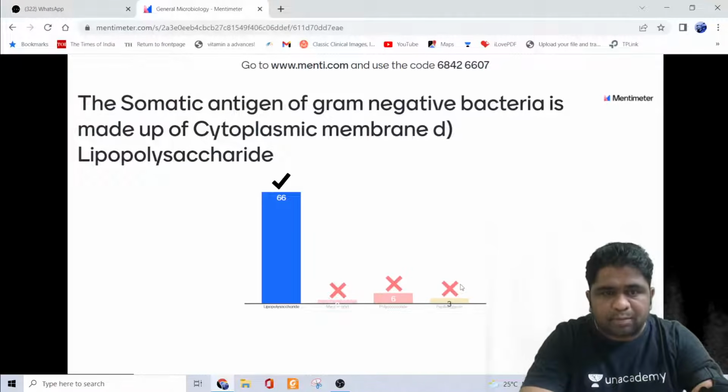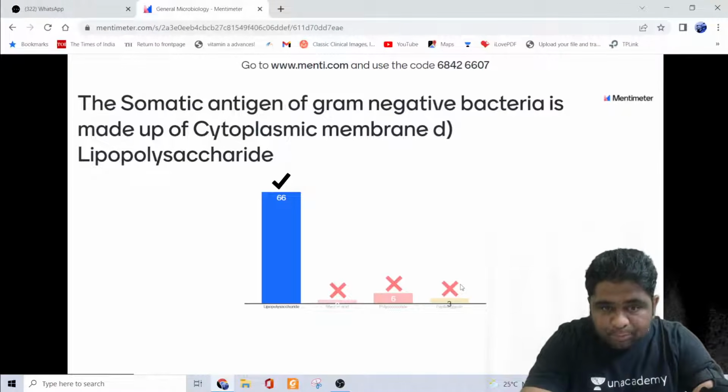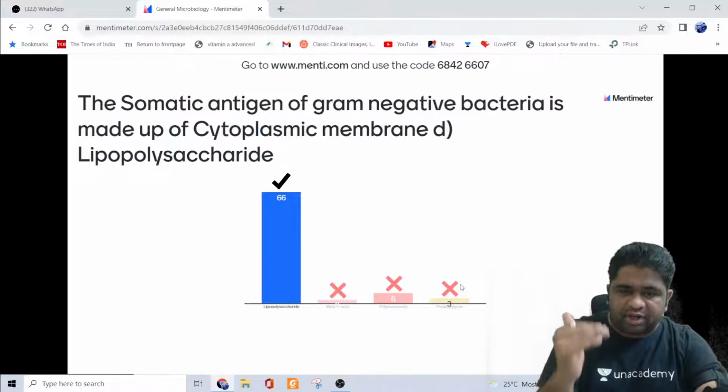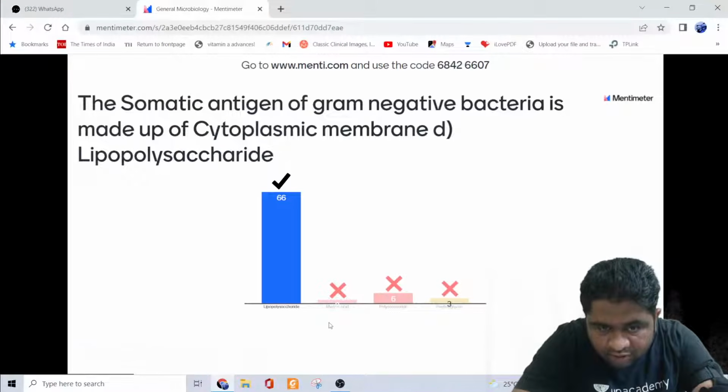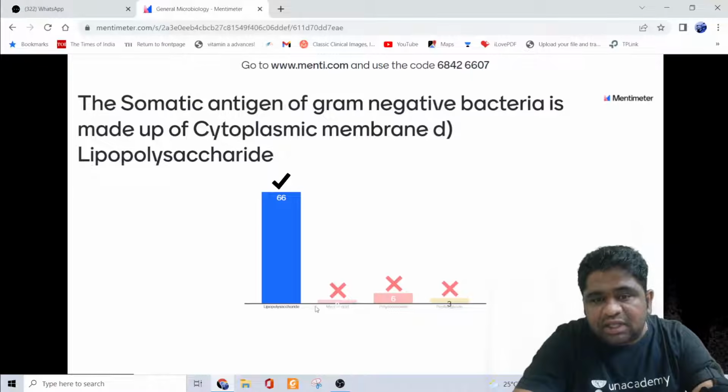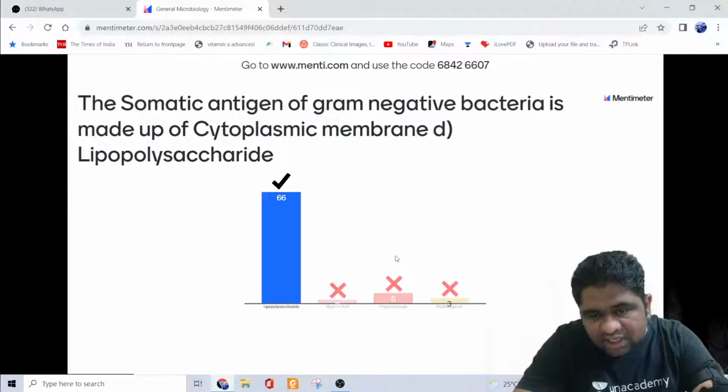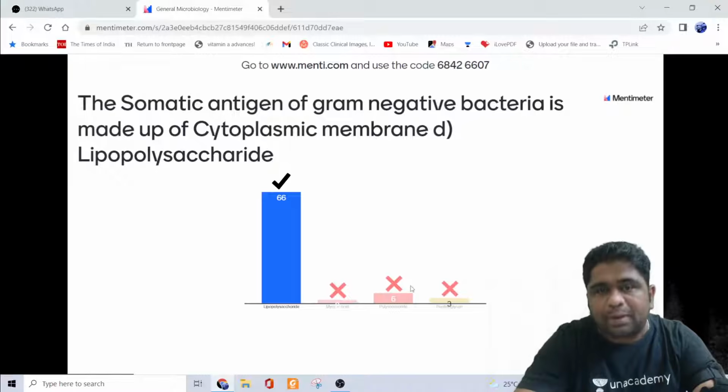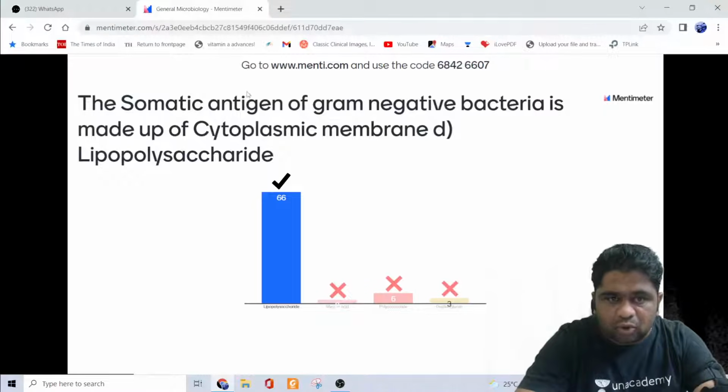Excellent. The somatic antigen of gram-negative bacteria is made up of, yes, lipopolysaccharide. What is the outermost layer of a gram-negative organism? It is the outer membrane. The outer membrane is made up of lipopolysaccharide. Mycolic acid is present in which bacteria? It is present in MTB. Polysaccharide is the component of the capsule. Peptidoglycan is the cell wall. So the outermost layer of a gram-negative organism is the outer membrane, and that membrane is actually made up of lipopolysaccharide. Excellent playing, people.